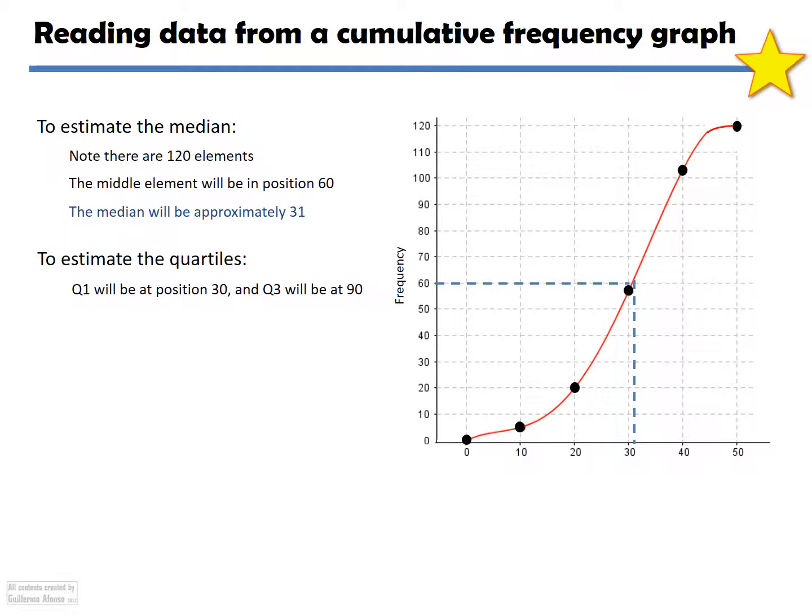To estimate the quartiles, well, Q1 will be at position 30. Q3 will be at position 90. So you repeat the process, and there you have your estimations: about 23 and around 37. Most of the time in exams, these are going to be a lot more accurate. It'll be very easy to see which number it is precisely.